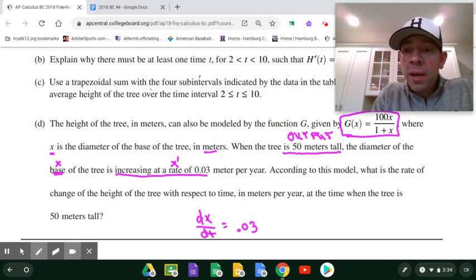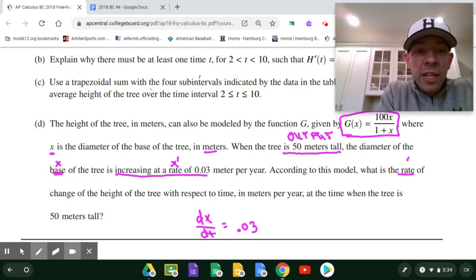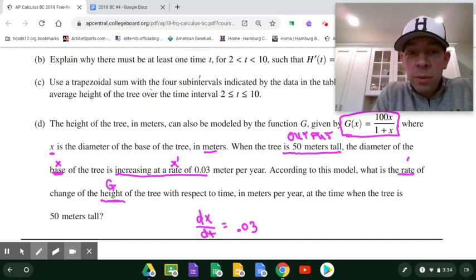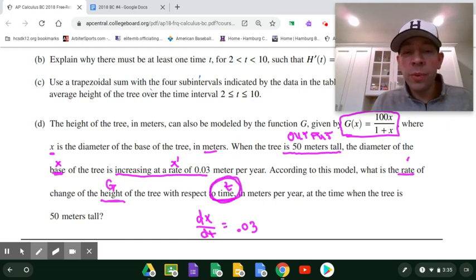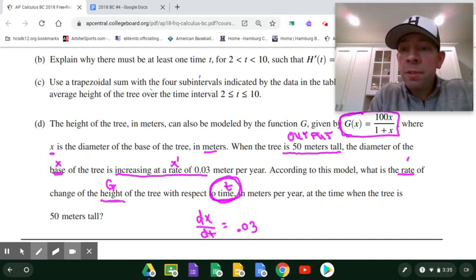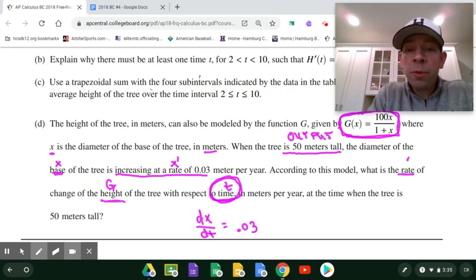According to this model, what is the rate? Again, we're thinking derivative of the change of the height of the tree. Height's measured by g, so I need the derivative of g with respect to time in meters per year. Now this is a really big deal because g is in terms of x, but we're going to be deriving it with respect to t, so we need to exercise our implicit differentiation rules. So in a nutshell, we're going to derive this function with respect to t, and then we're going to plug in 0.03 for the dx/dt.